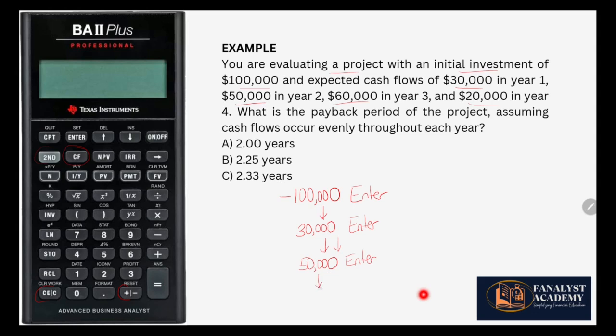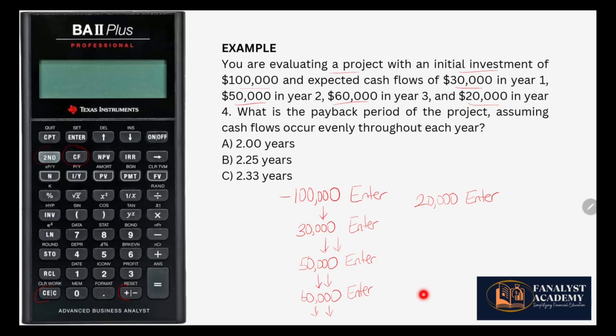We'll press arrow down. We'll press arrow down again. We'll see C03. So we'll put the third year cash flow, which is 60,000. We'll press enter. We'll press arrow down. We'll press arrow down again. We'll see C04. So we'll put the year 4 cash flow, which is 20,000. We'll type enter. So we have finished inputting the cash flows.